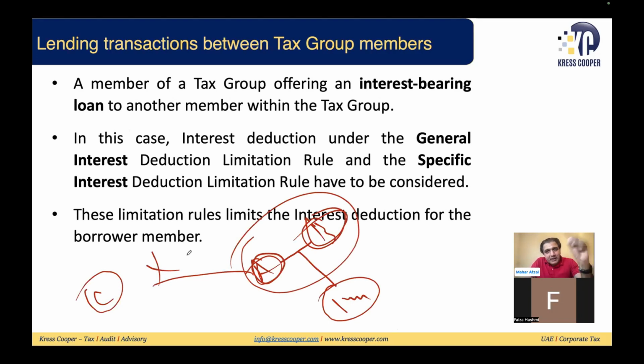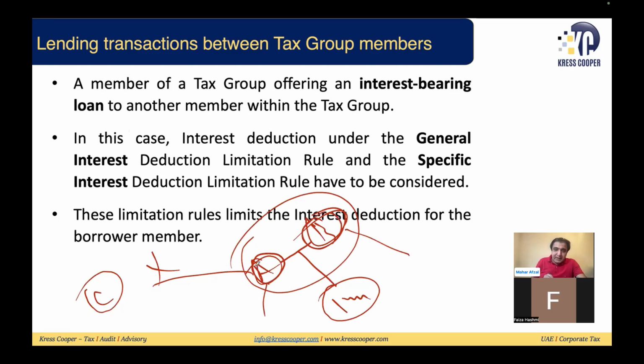The problem is in between A and B, which are members of the same group. Now A has given a loan to B. If A has given a loan to B, assuming 1 million, then the law says general interest deduction limitation rules will be applicable to the individual member and to the group as well. So for an interest-bearing loan from A to another member of the same group, the general interest deduction limitation rules and specific interest deduction limitation rules will be considered. These limitations are applicable on the borrower. If A has given a loan to B, B is the borrower, A is the lender.